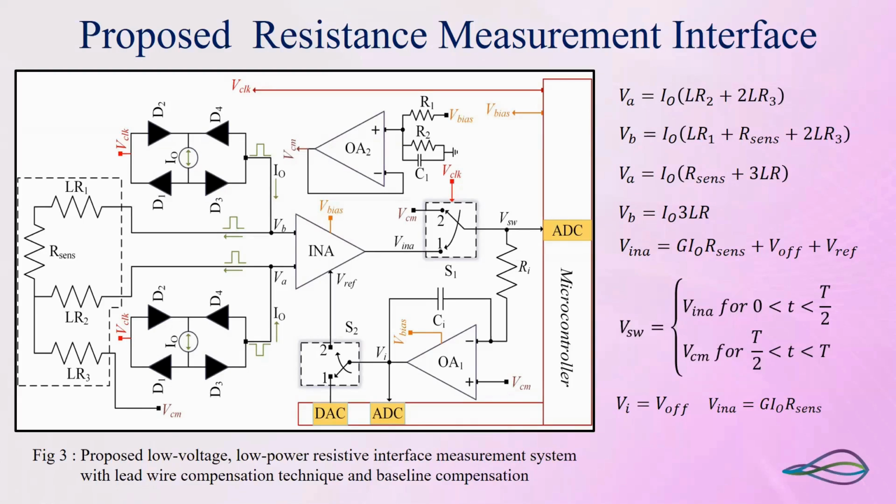So what we have done, we have used an on-chip microcontroller, given a clock frequency, and excited the resistive sensor using a square wave voltage. And the direction of the current is shown by the arrows. You can see the INA performs the differential operation. You get an output voltage. Now, due to the differential operation, the lead wire is compensated for.